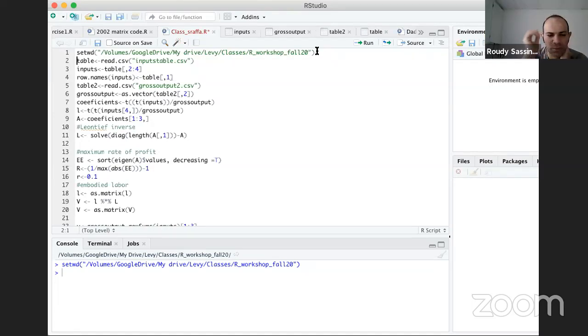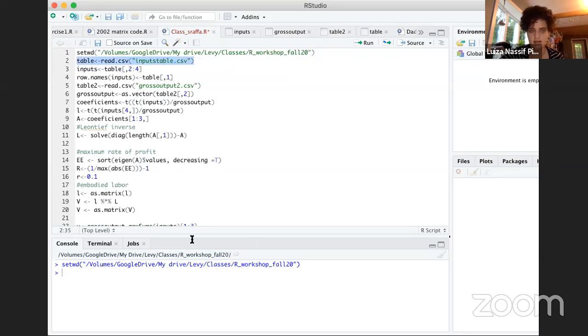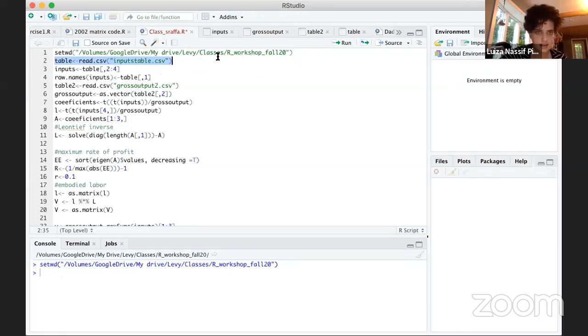Can you say again what we should do? I sent an email just now with two files, the inputs table.csv and the gross output 2.csv. So download those, put them in whichever directory you're going to choose as your working directory, set your working directory to that, and then we can just load them. So then you're going to type this code line first, table read.csv, input CSV.